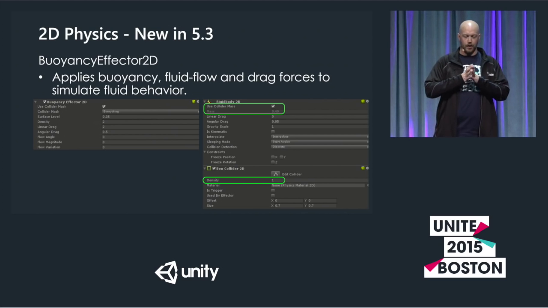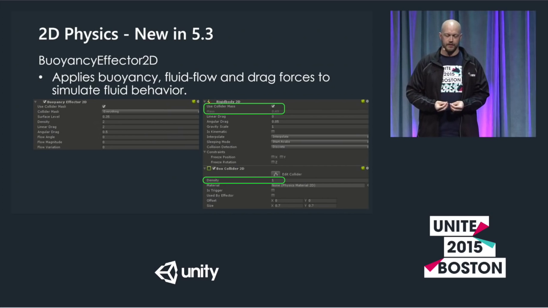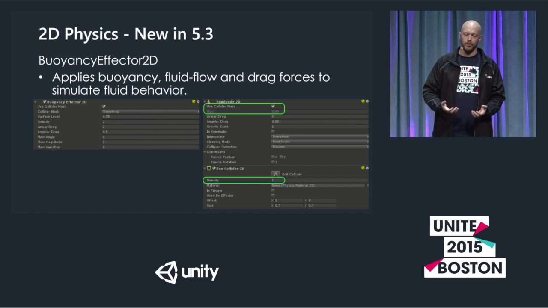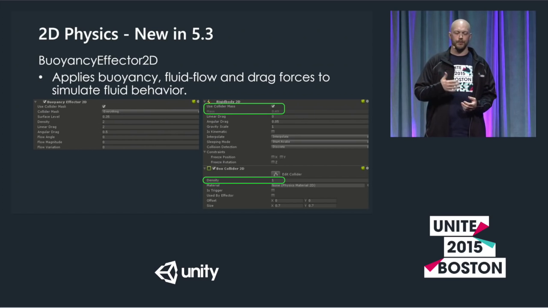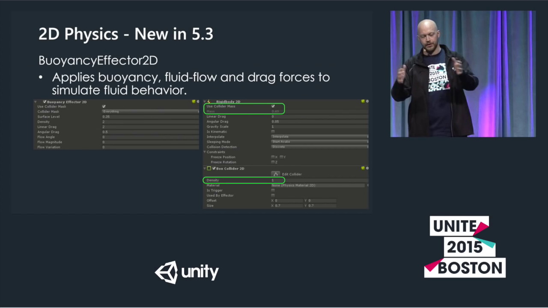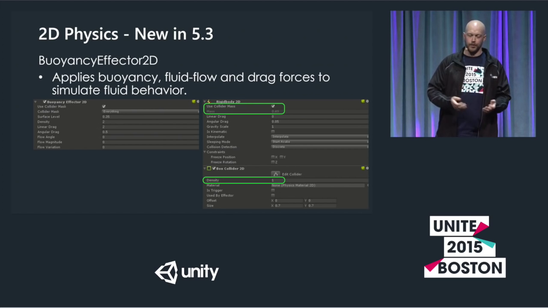And then we have the buoyancy effector. And the buoyancy effector is basically a set of building blocks for building small fluid flows, building small water dynamics scenarios in your 2D projects. It incorporates buoyancy into your rigid bodies and your colliders. It allows you to express flow directions, and it has drag forces on your bodies in the water.